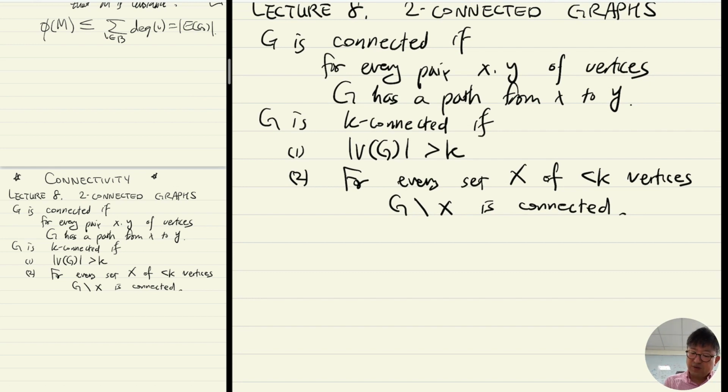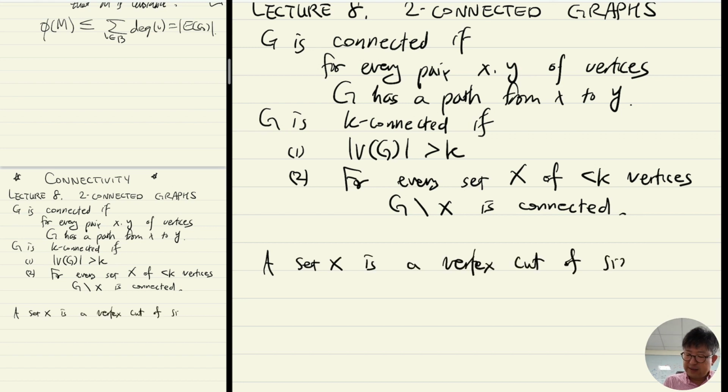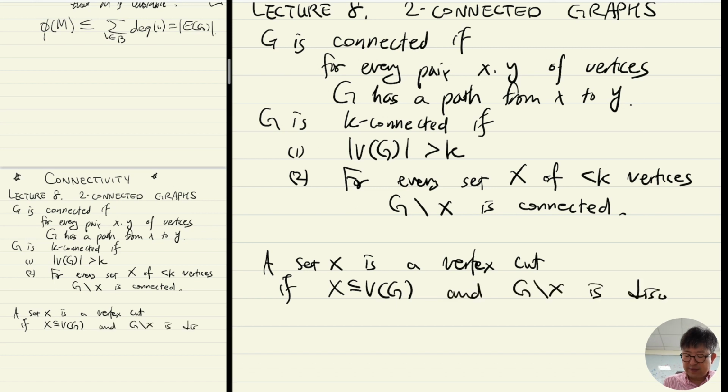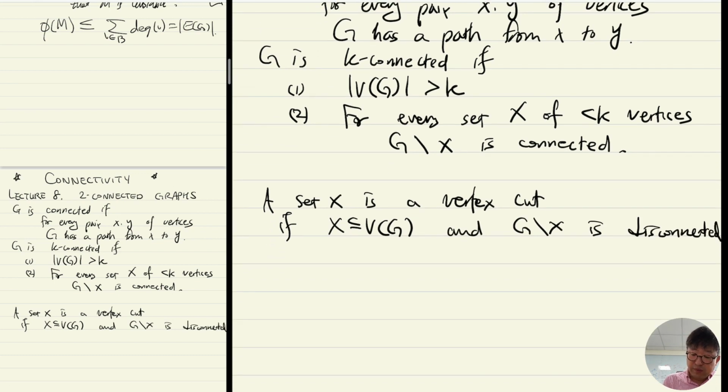Such a set is called a vertex cut. So a set X is a vertex cut if X is a subset of vertices and G delete X is disconnected. Right, so we will use this quite often.